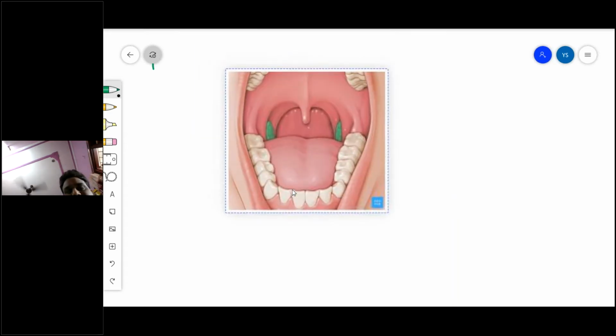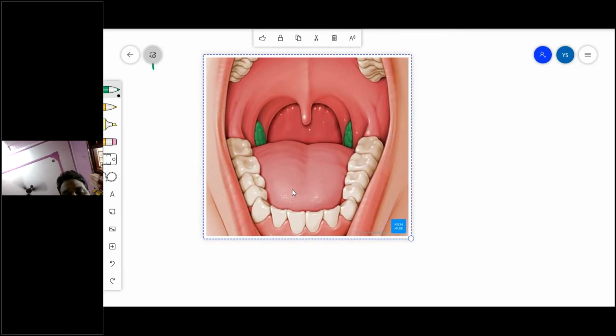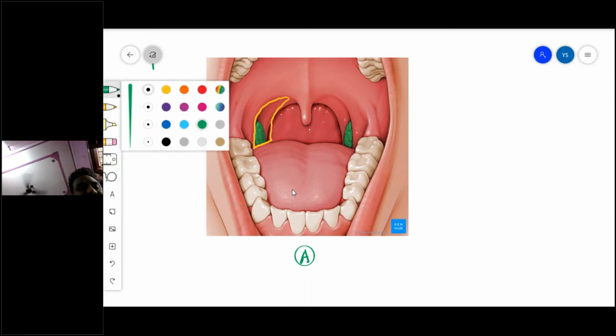So first of all, in this picture, this is the picture A. In this picture, we can see the location of the palatine tonsil. With yellow color, I'm showing the fossa, and this one is called tonsillar fossa. So what are the boundaries of the tonsillar fossa?